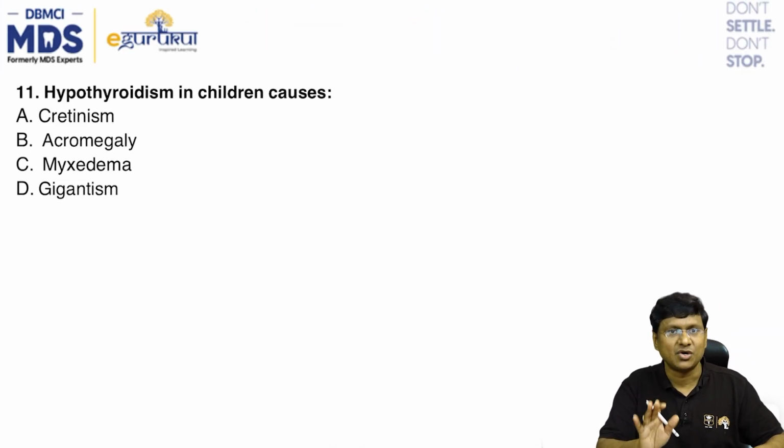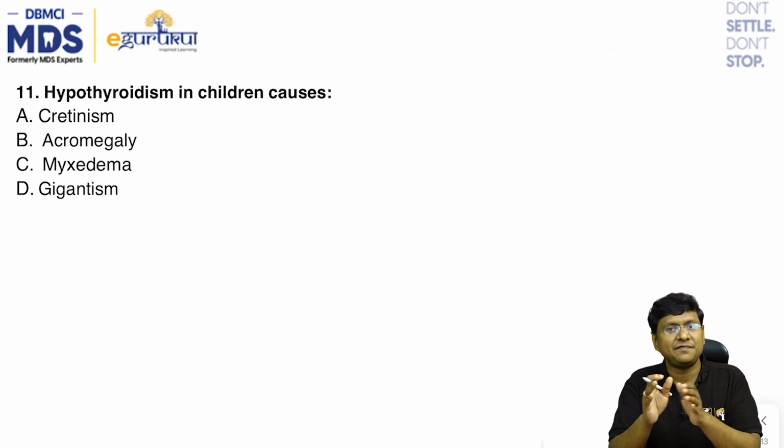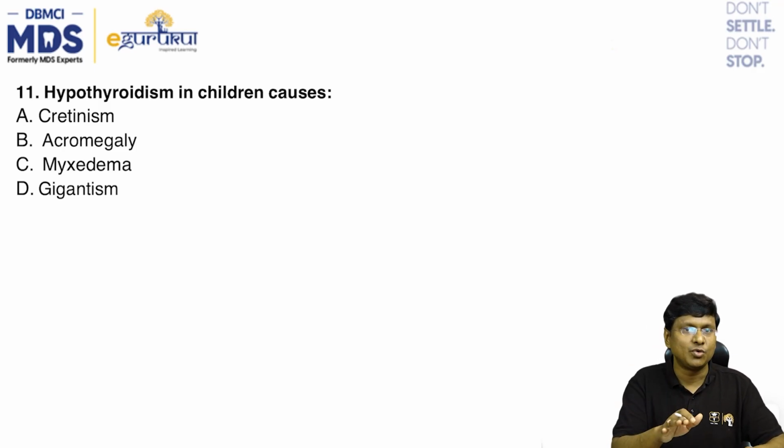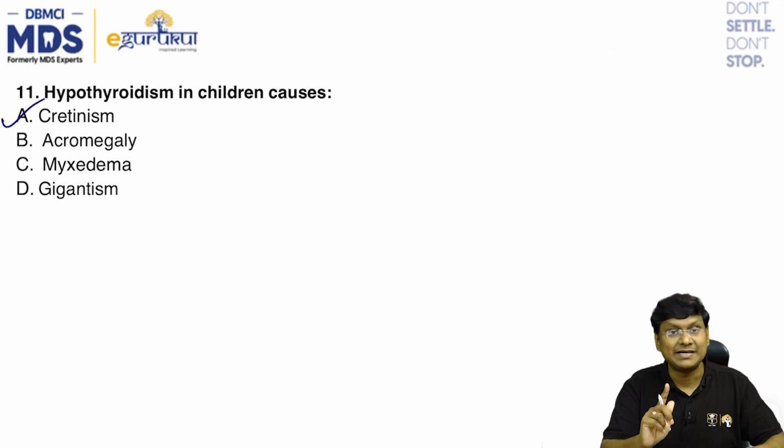Hypothyroidism in children causes cretinism, acromegaly, myxedema, gigantism. So please remember, cretinism is characterized by intellectual disability and growth retardation, and it occurs when children who live in iodine deficient regions are not treated with iodine or thyroid hormone to restore the normal thyroid hormone levels during early life. So the answer is cretinism.